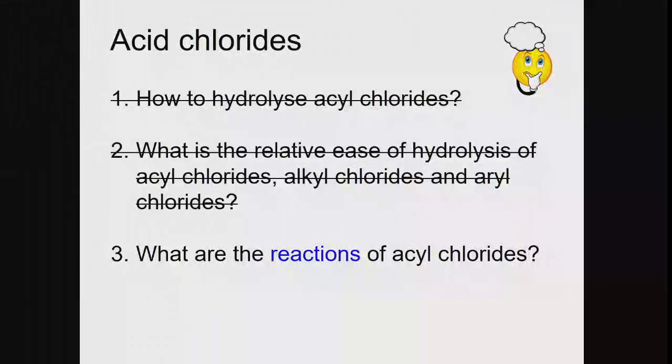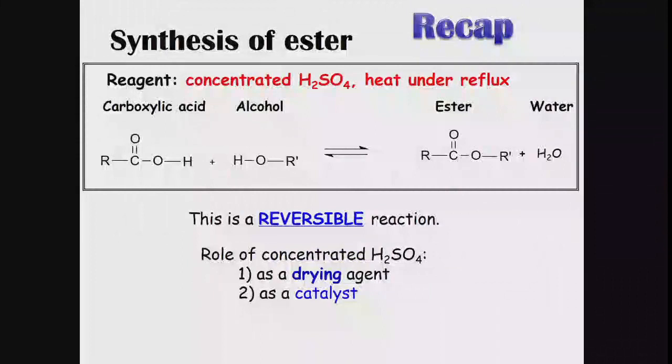We will now move on to look at the reactions that acyl chloride can undergo. Now, let's look at the formation of ester. We know that ester is formed using carboxylic acid and alcohol.